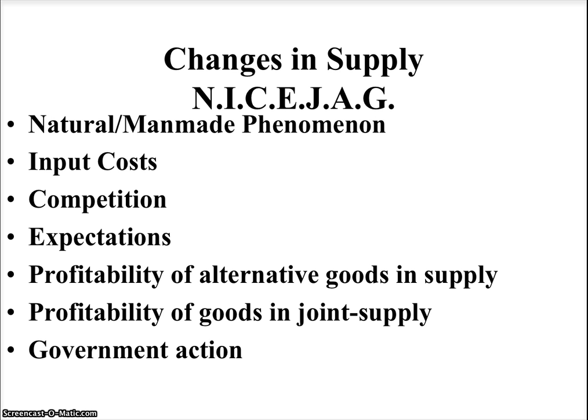We also have the determinants of supply. These are the 7 variables that will shift an entire supply curve, and that's represented by the acronym NICE-JAG. So NICE-JAG stands for Natural Man-Made Phenomenon, changes in input costs, competition, expectations, profitability of alternative goods and supply, profitability of goods in joint supply, and government action.